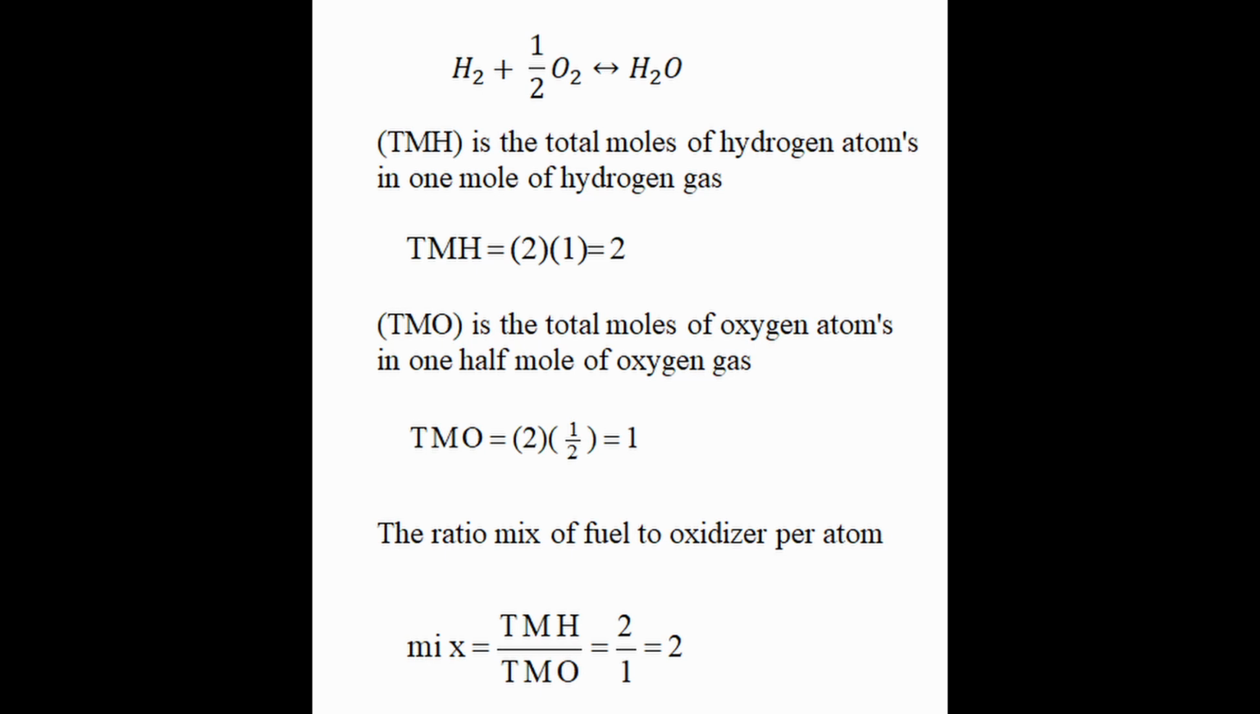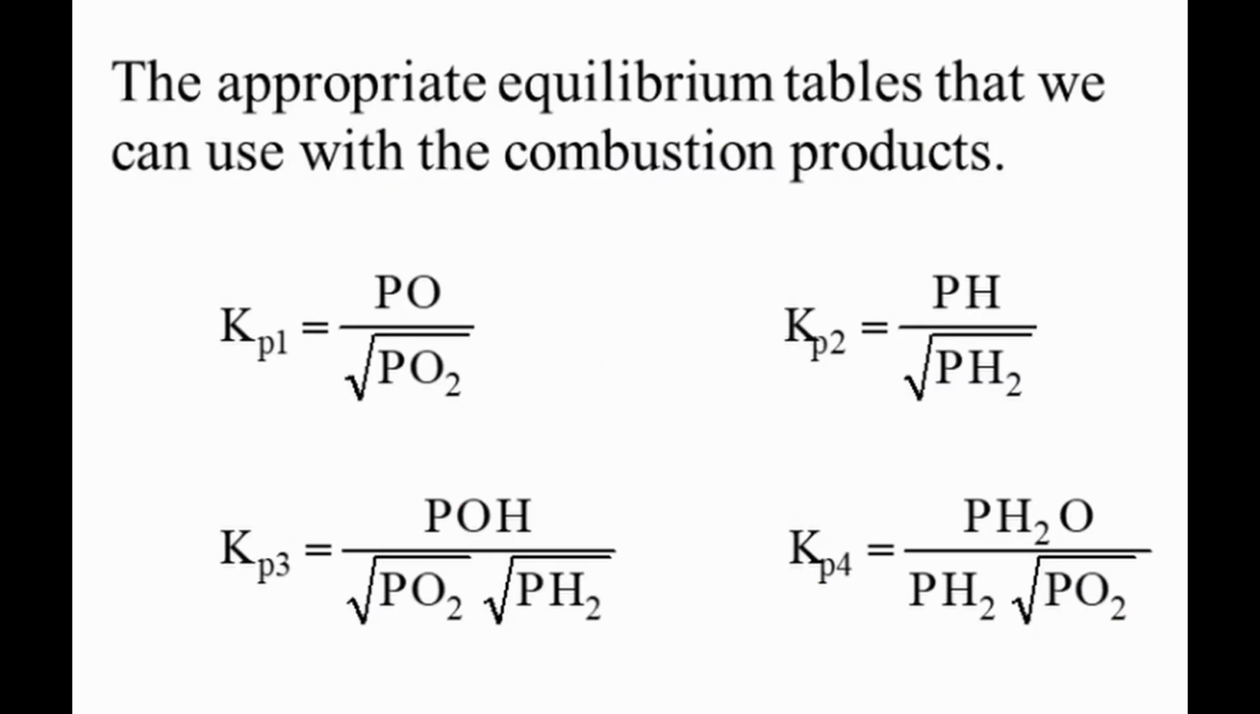TMH equals 2. If an oxygen gas molecule contains 2 oxygen atoms, TMO is the total moles of oxygen atoms in a given half mole of oxygen gas reactant. TMO equals 2 times 1/2 equals 1. The ratio of mix of fuel to oxidizer per atom for this reaction is mix equals TMH over TMO equals 2. Now we must look for the appropriate equilibrium tables that we can use with the combustion products that we will be dealing with.